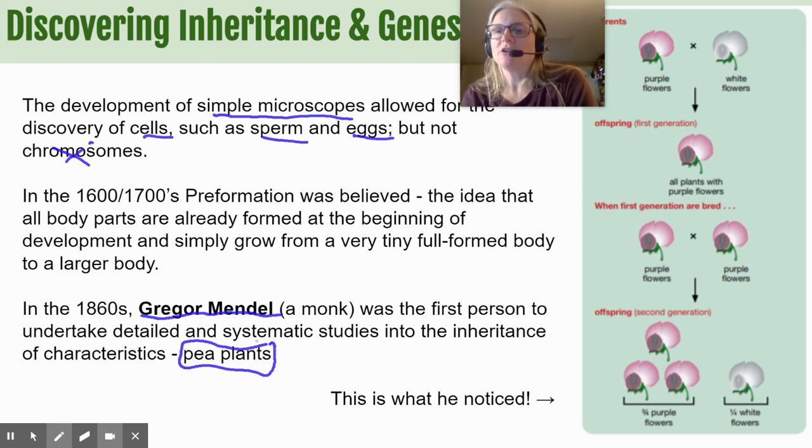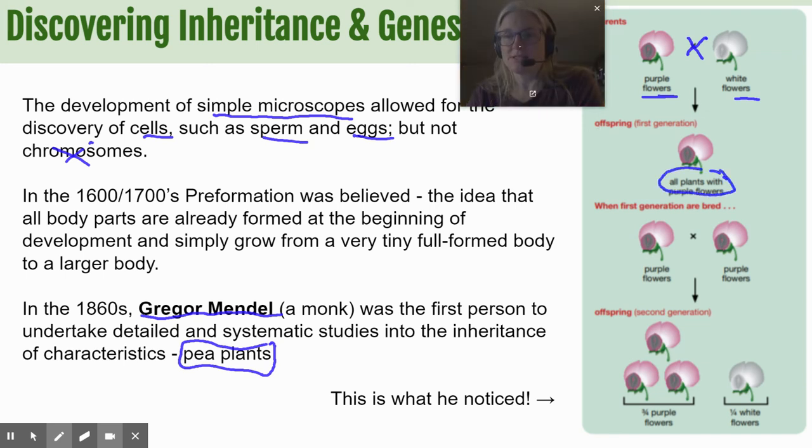One thing he noticed over here on the side, so he had these parent plants. One had purple flowers and one had white flowers. When you see this cross, that means he bred them. So he crossed them, or he bred them. And this crossing produced offspring, so seeds. And if you planted those seeds, all the plants of that crossing of those parents all had purple flowers. Every single one of them.